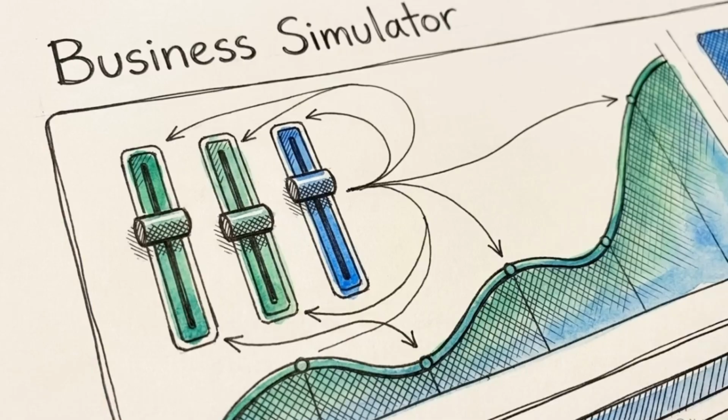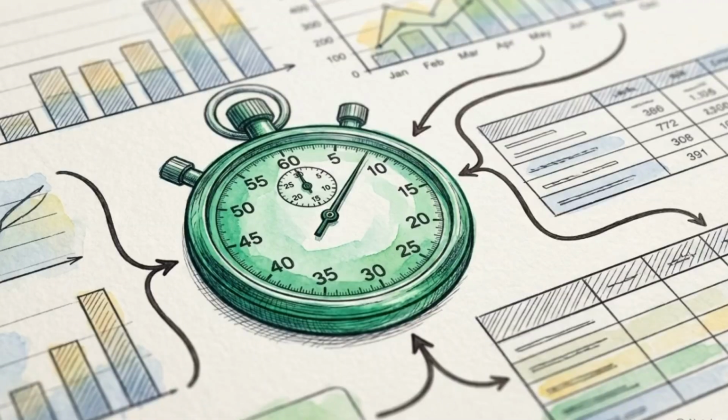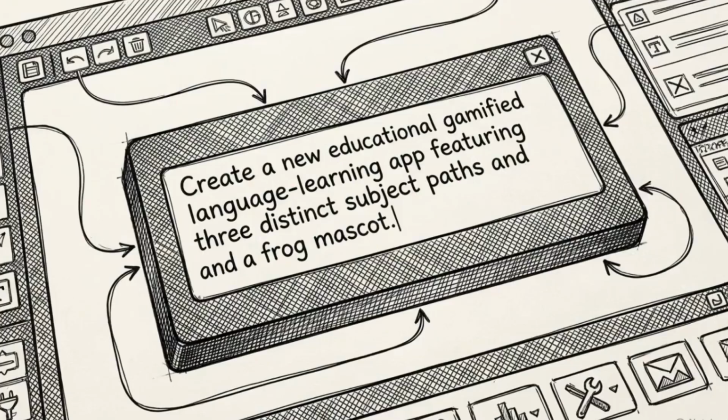The dynamic filters actively sort the product categories, the interactive graphs track competitor metrics, and the business simulators update revenue forecasts based on the specific local data we provided. In under 60 seconds, we translated a chaotic local folder of unstructured data into actionable business intelligence without writing code. Now we initiate a second project. We will create a gamified language learning app featuring 3 distinct subject paths and a frog mascot.